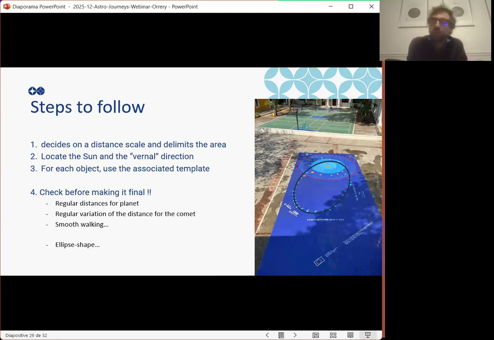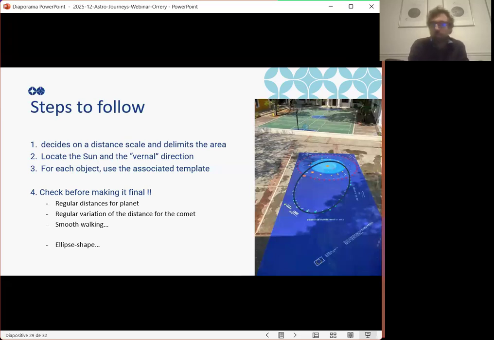And if you want to have a very accurate one, do it with a printed orrery. But with this one that you draw in your courtyard, you can perceive the movement, you can feel the variation of speed. That's fine. Everything is fine. Just you cannot do accurate measurement with that.